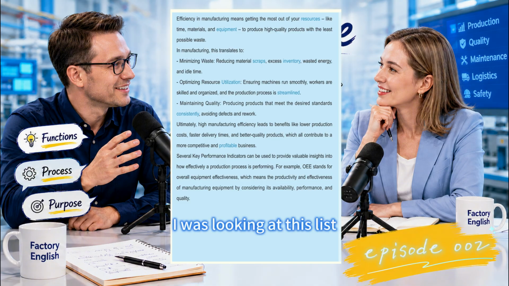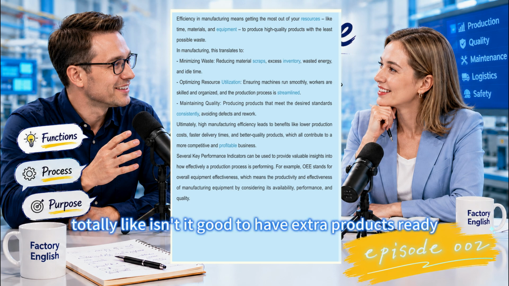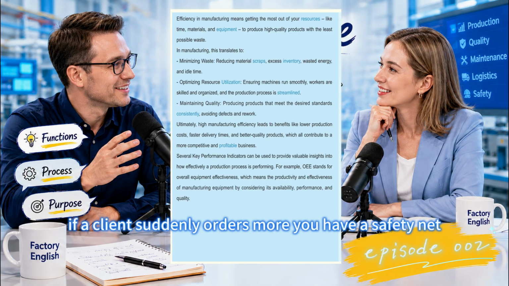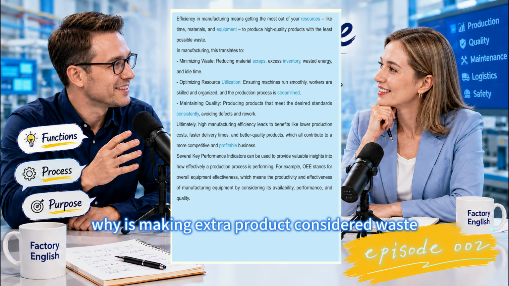I was looking at this list, and it's easy to see how material scraps and idle time are waste. But why is excess inventory on there? It seems counterintuitive, right? Totally. Isn't it good to have extra products ready? If a client suddenly orders more, you have a safety net. Why is making extra product considered waste?